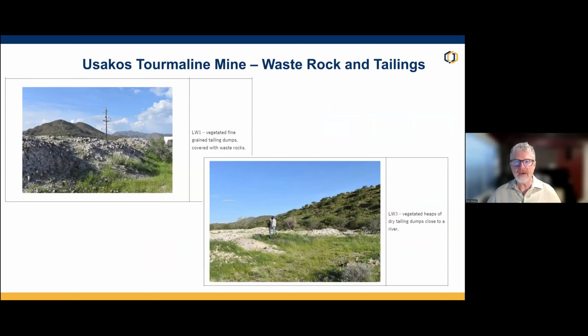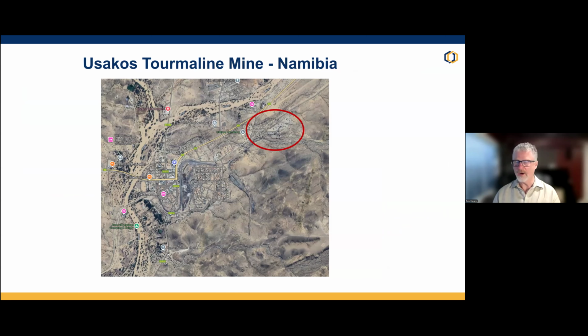On the top left is some of the fine-grained tailings with a bit of a dam in front of it. And likewise down in the bottom right, so some material there, not fully vegetated, as you can see, even though it's been abandoned for quite some time. All right, so just coming back to the photograph of the overall site.